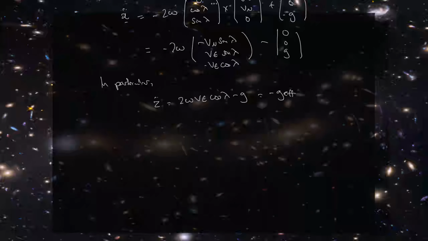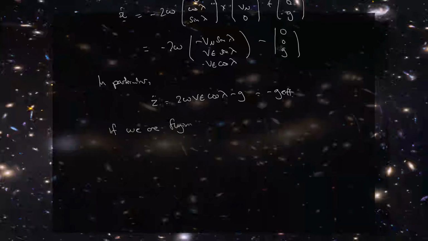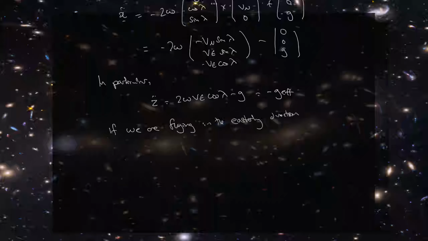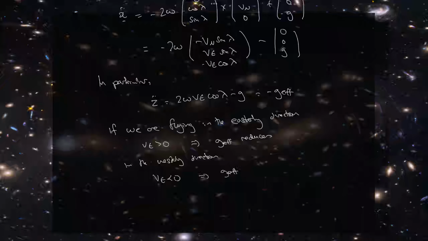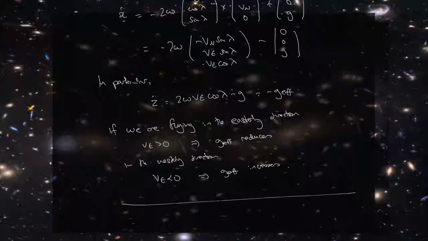So if we're in a plane flying in the easterly direction, we have ve greater than 0, and the effective gravitational acceleration reduces. In the westerly direction, ve is negative, and the effective gravitational acceleration increases. And that's relative to flying, say, north or south, or not moving at all. This is the Eötvös effect.